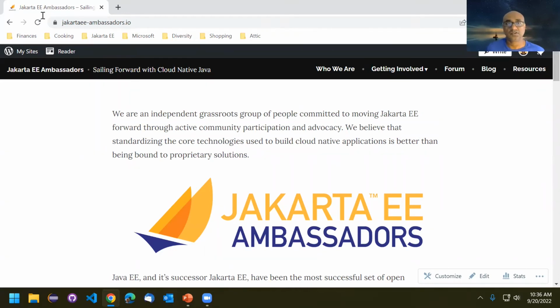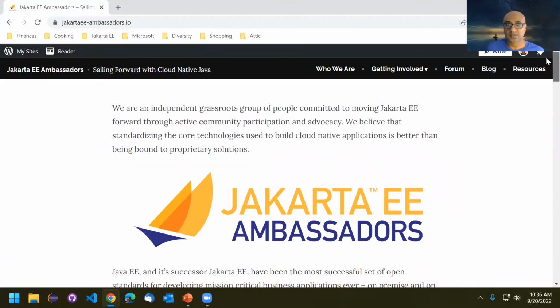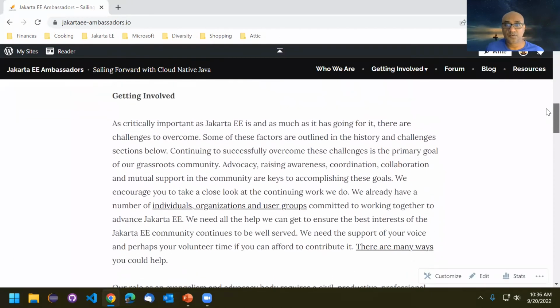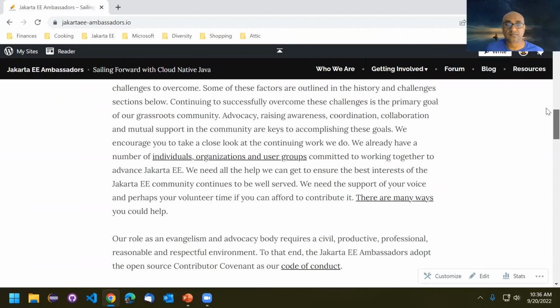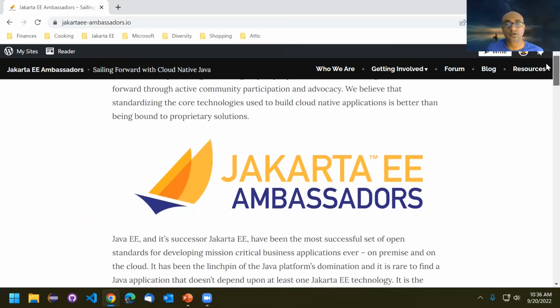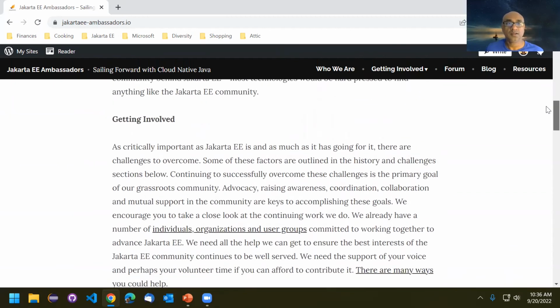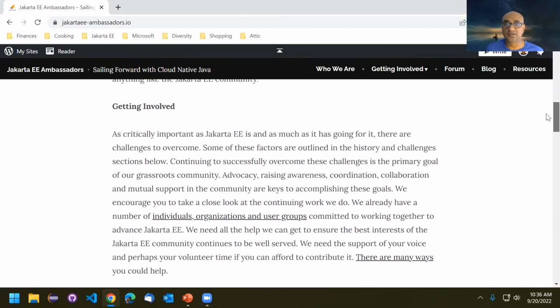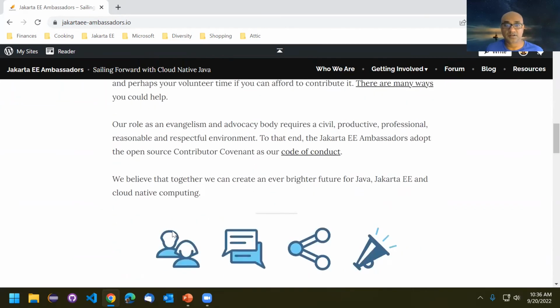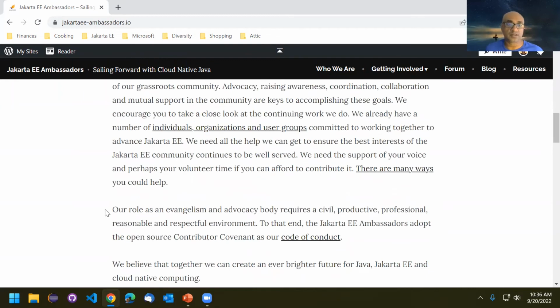All right. So in here, if you look at the website, you have the getting involved section. You have the introduction of what the group is, right? What are we about? And then right in the getting involved section, it says, how do you get involved, right? These are different ways you can get involved. And right here, very prominently, it says, hey, we have a code of conduct, right?